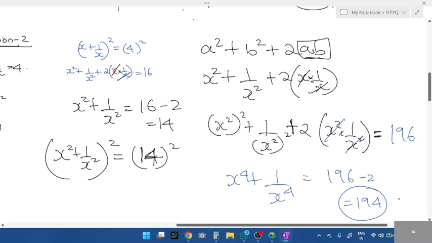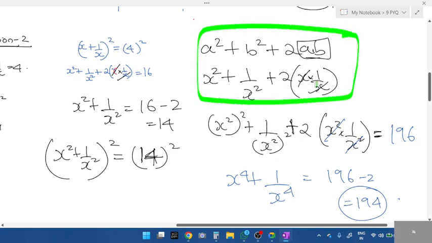All of you are done? 194 is the answer, students. See, this is the formula. Make a note of this formula: a plus b the whole square. Next, last question.